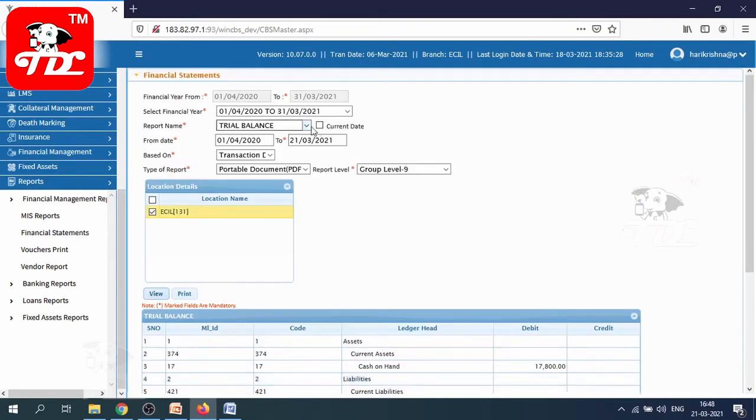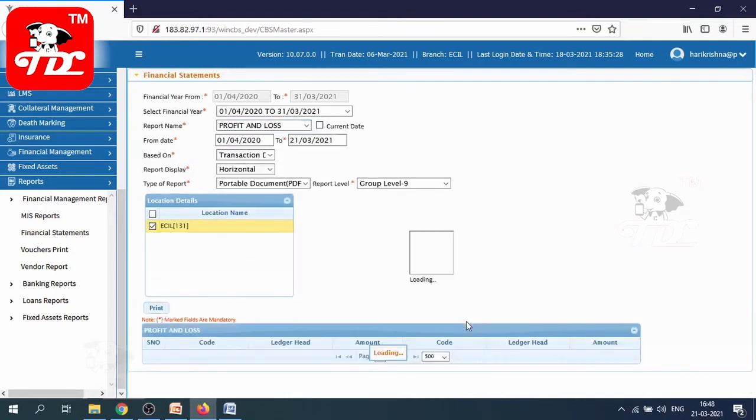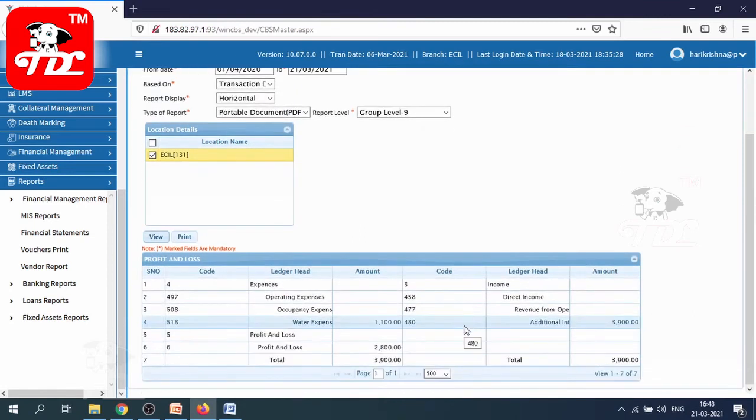Now we'll generate the profit and loss account. Previously there were 1100 rupees of expenses, and then 3,900 income. Now you can see income 3,900, expenses 1,100. Previously it was showing a loss of 1,100. Now we have received income of 3,900, and it is showing on the profit side. Now what is the profit? 2,800. 3900 is the income, and if you remove the expenses of 1100 rupees, the profit is 2800.